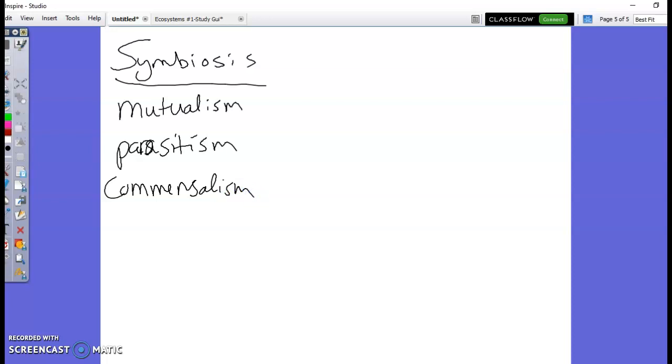Now I don't need to write down every last word in detail of the entire definition. So mutualism is both benefit, right? Parasitism is one benefits and one is hurt.